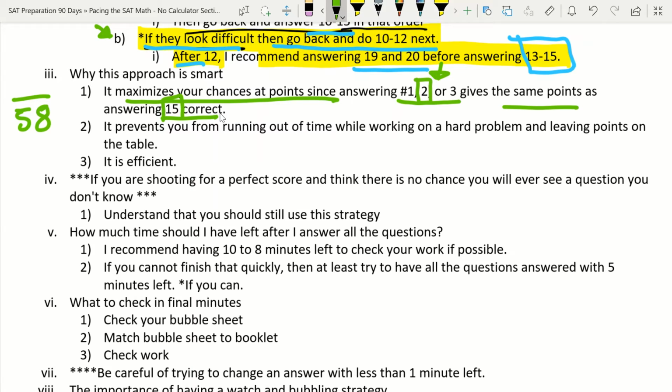Answering question 2 or question 3 or question 1 is much easier than answering question 15, because question 15 is going to be harder. So we're always going to want to make sure we're answering those easier questions first, because we get the same amount of points for doing so. Okay, so that's why that's smart.